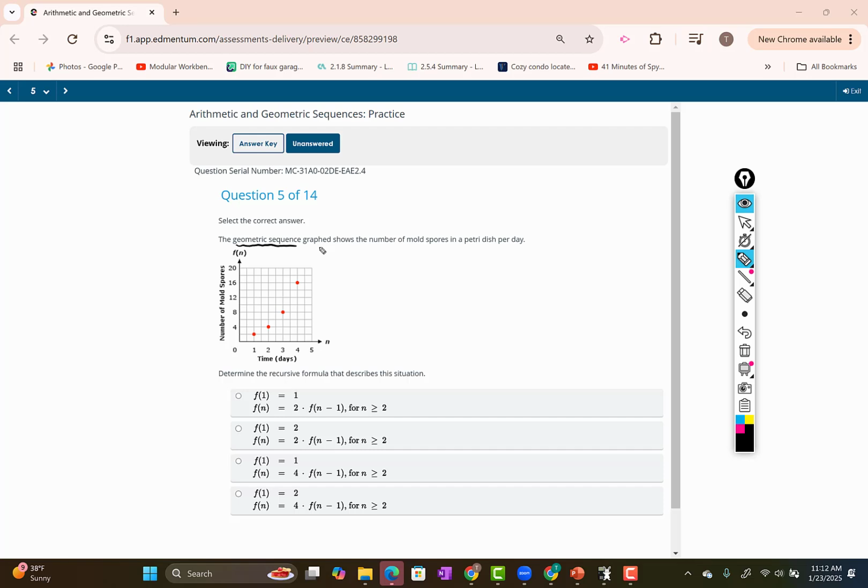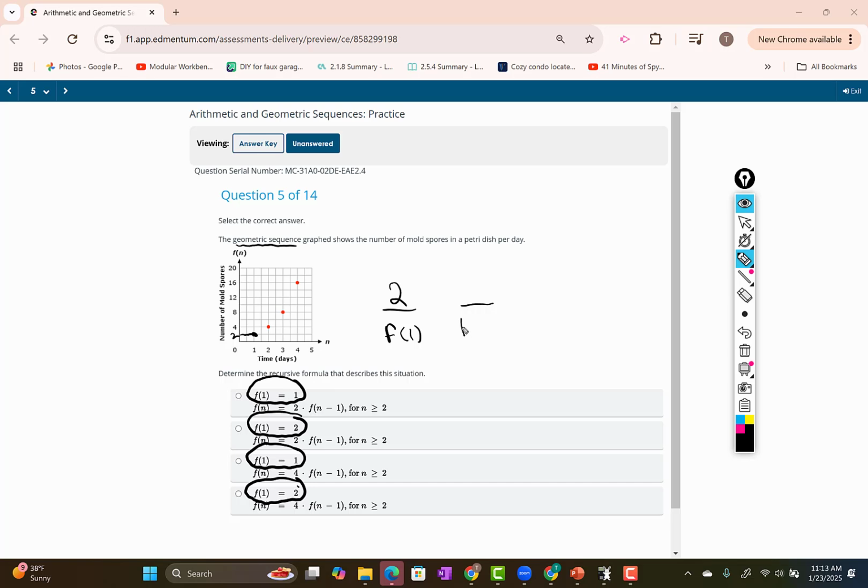So the recursive formula, even if you don't know what the recursive formula is, it's pretty clear. Look at all these answer choices, how they start. They're telling you what the first term of this sequence should be. And we can see pretty clearly from the graph, this dot represents the first term because it lines up with the first day. And then we're counting by 2 on the y-axis, so the first term is 2. So f of 1 is 2.